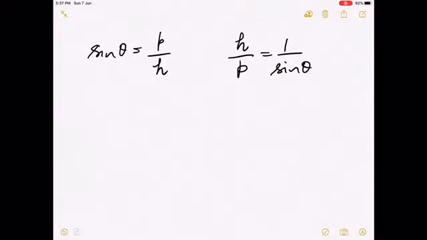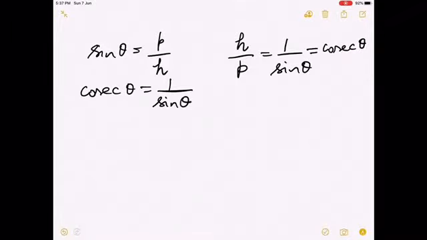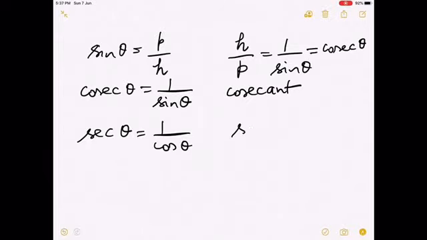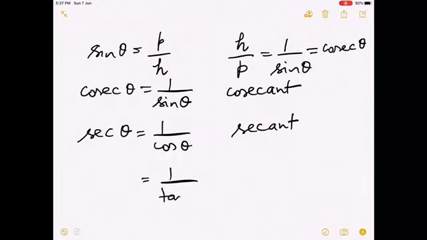But since it comes very frequently in the question, this 1 upon sine theta has been given a special name. It is known as cosec theta. So we can write here cosec theta is equal to 1 upon sine theta. Same way the reciprocal of cos theta is written as sec theta. Now let me just tell you one more thing. Cosec is the short form of cosecant, and same way sec is the short form of secant. And then the next one, the reciprocal of tan theta, is denoted as cot theta.